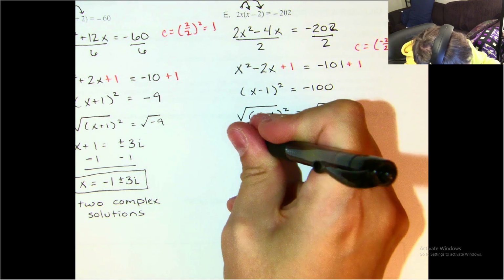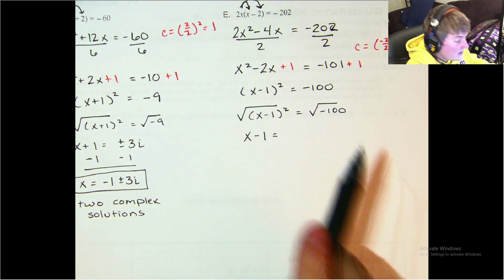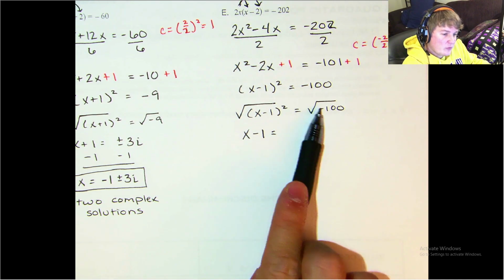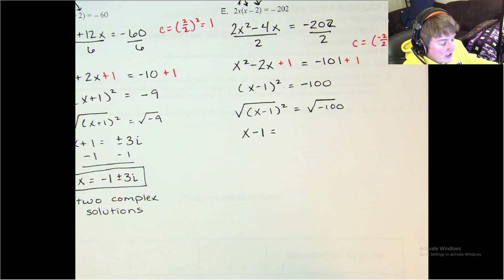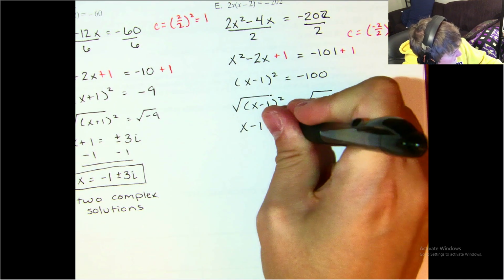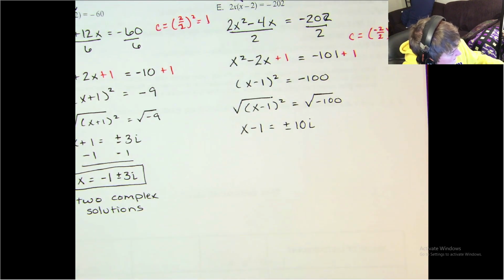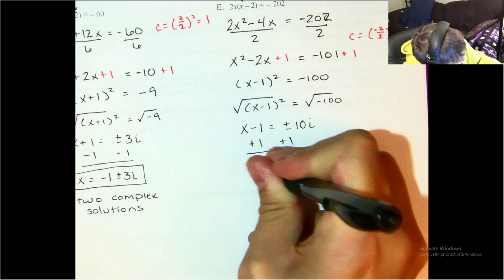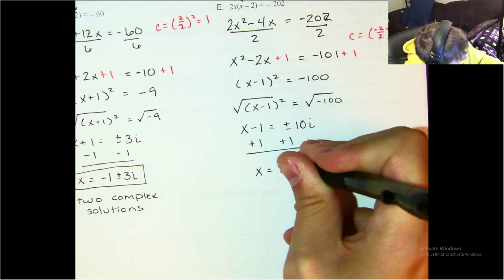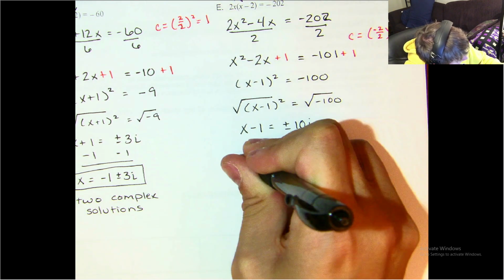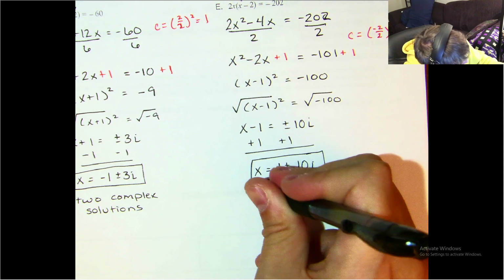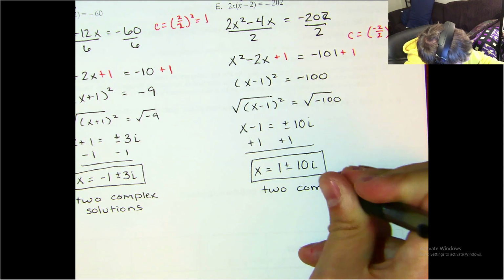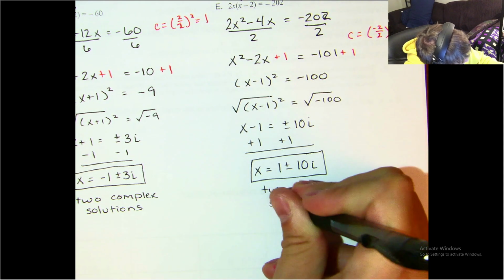So I get x minus 1 is equal to, and the square root of 100 is 10. The square root of the sneaky negative 1 out here is i, so this is going to be plus or minus 10i. Then I can add 1 to each side. My answer involves i, so this is again going to be two complex solutions.